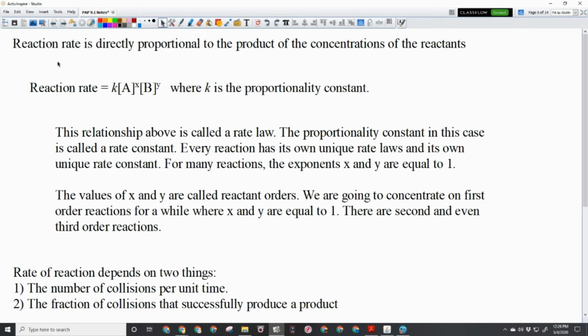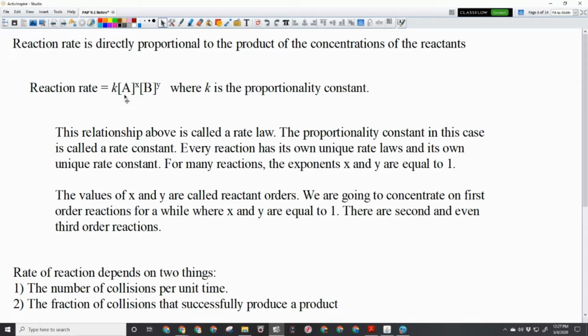So the reaction rate, the rate of the reaction, is directly proportional to the product of the concentrations of the reactants. So what does that mean? That means we have a formula for that. So the reaction rate is equal to the proportionality constant, which we're going to call K here, K for constant, of the concentration of the reactant.